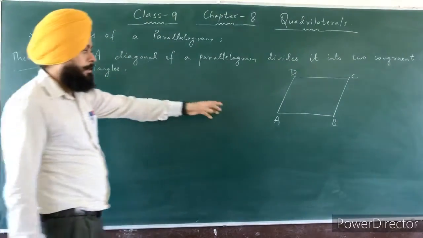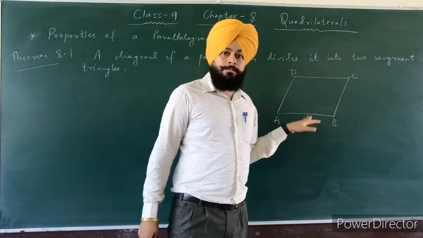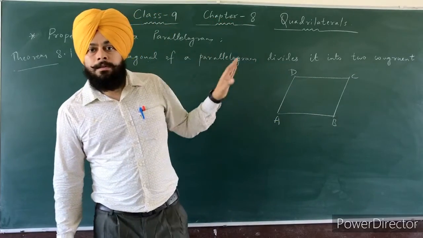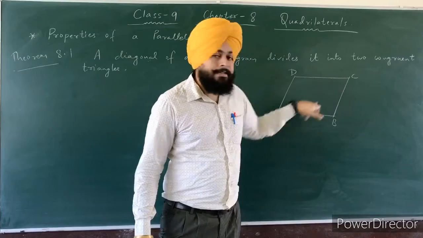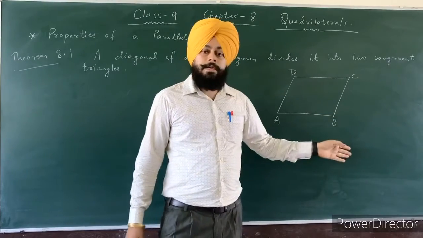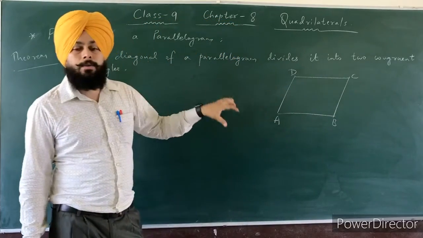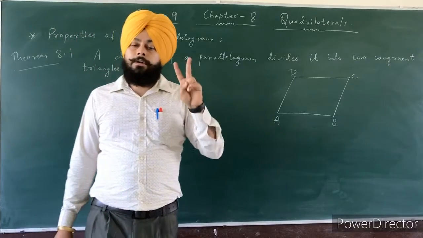So you can see here ABCD is a parallelogram in which opposite sides are parallel. We can see here this diagonal AC or BD divides the whole parallelogram into two congruent triangles.